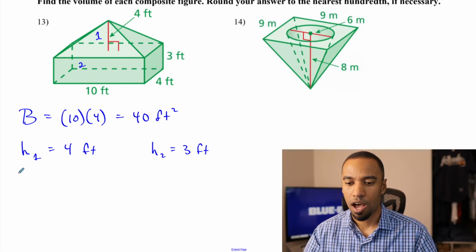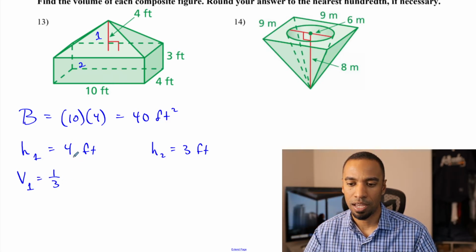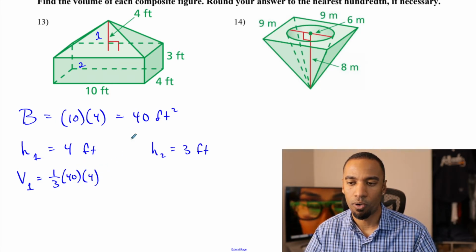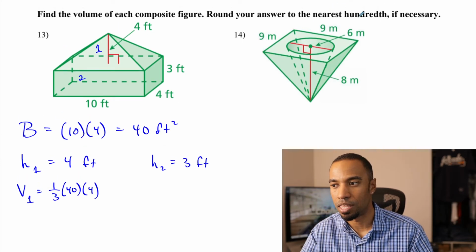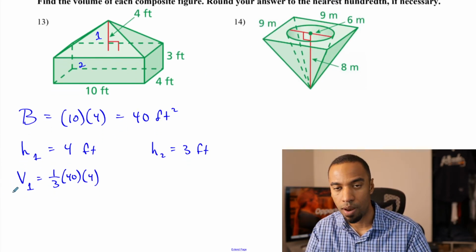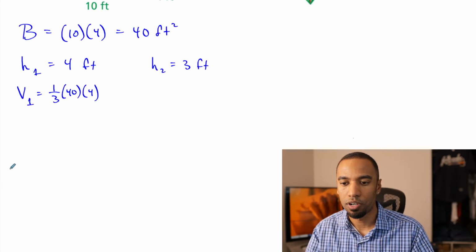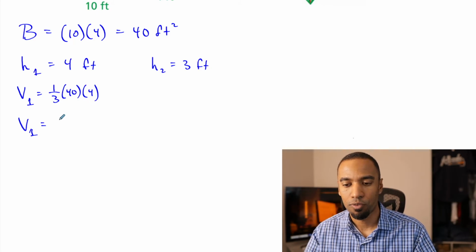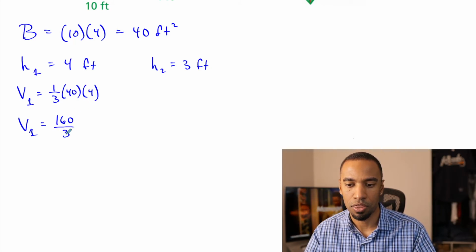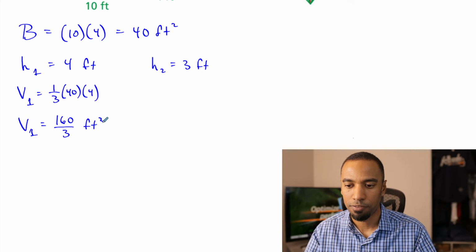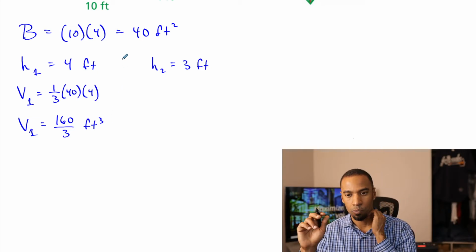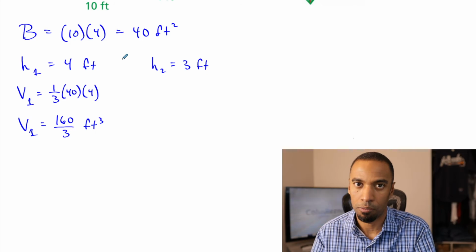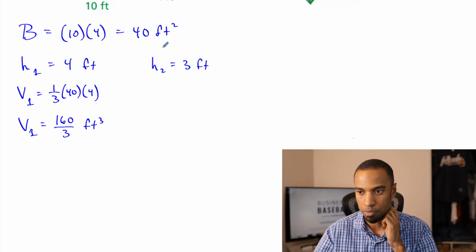When I find the volume of object 1 right here, the pyramid, that's going to be 1/3 area of base times height. So area of base is 40, height is 4. By the way, these answers are going to be rounded to the nearest hundredth, that's 2 decimal places. I'm not going to round till the very end, though. So 1/3 of 40 times 4, that's 40 times 4 is 160. That's going to give me 160 thirds cubic feet right there. Now, I'm not done with the answer, as I'm going to add one with the other. And I don't yet want to round because I'm still going to be adding it with something over here.